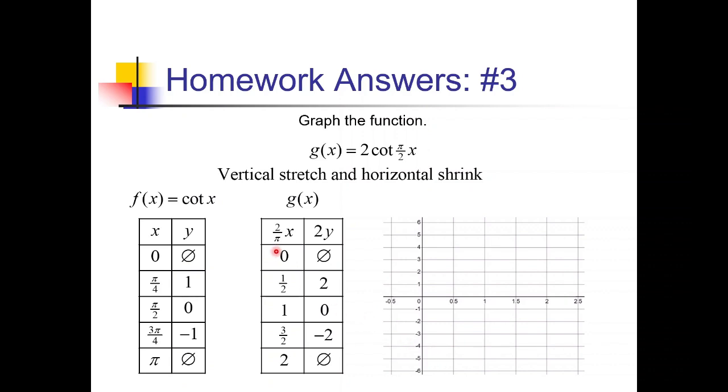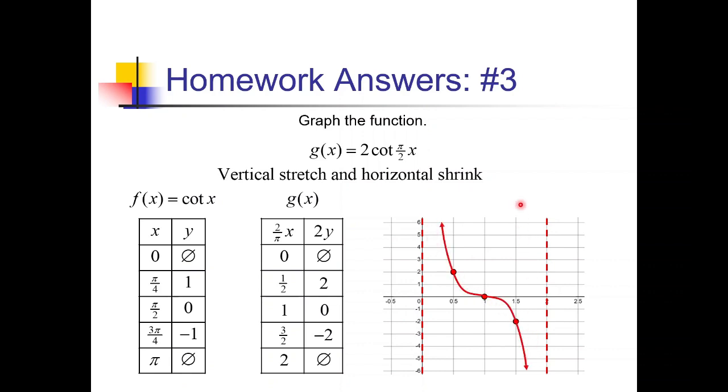So at 0, we have a vertical asymptote. That's what this undefined means. So I can just do a dashed line there if I want. I don't really need to, though, because the y-axis already gives us a guideline to approach. And then we have 1/2, comma 2 right here. 1, comma 0. 1.5 or 3/2, comma -2. And at 2 we have a vertical asymptote that we do need to draw. So I'm just going to approach the asymptotes and go through the points. So here is my cotan curve.